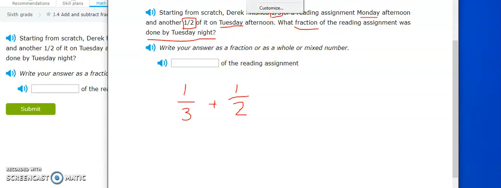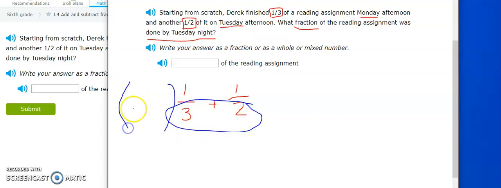Okay, so in order to do this problem, I am going to have to change both numbers. So an easy way to do this is I could just go ahead and figure out what's my least common multiple, or I can just always multiply these together. So if I multiply these numbers together, they're both going to be something over 6. So I'm going to change both of these fractions. This time I have to change them both.